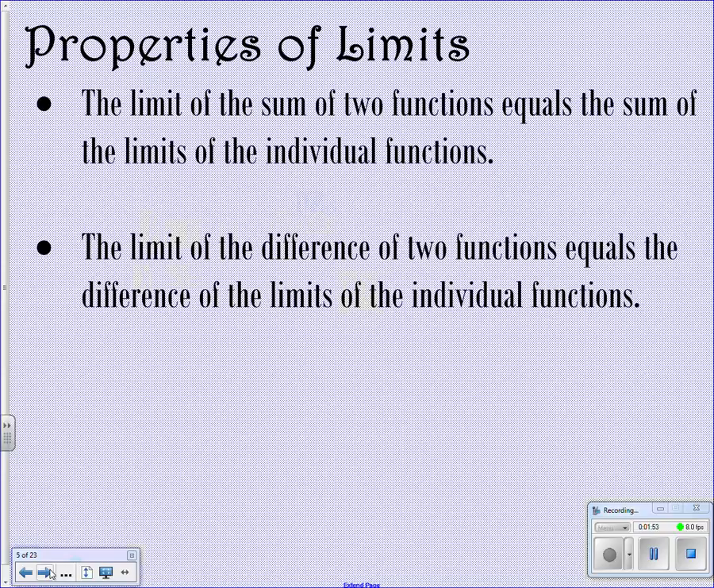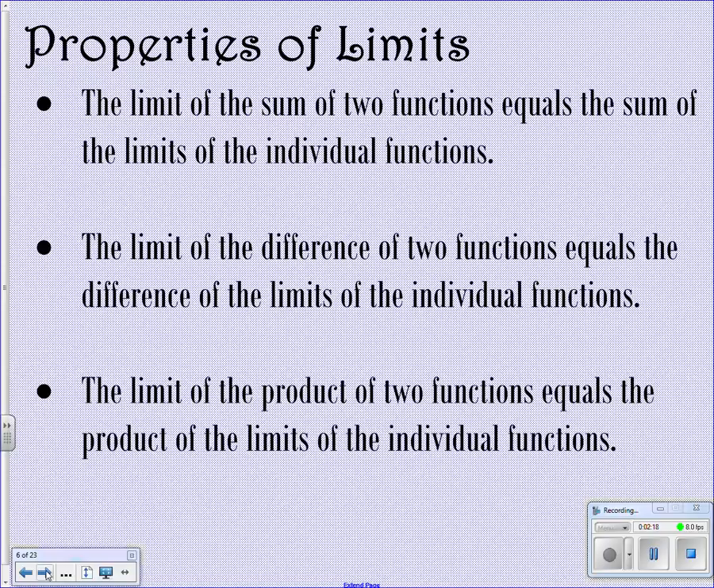Okay? The limit of the difference of two functions equals the difference of the limits of the two individual functions. And so that is basically the same as for the sum, it's just you were subtracting them instead of adding them. So you would just do whatever the limit of the first function is, whatever the limit of the second one is, and then subtract those two values.